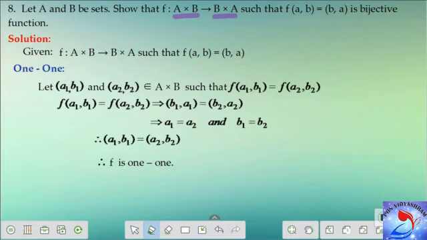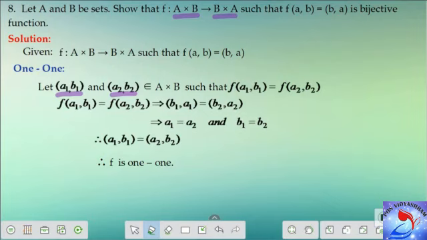Let's check whether it is a bijective function, for which we have to check whether the given function is 1-to-1 and onto or not. Let's start with checking 1-to-1. Let's take two elements from the first set, that is A cross B, and let us name the elements (A1, B1) and (A2, B2). These are ordered pairs (A1, B1) and (A2, B2).